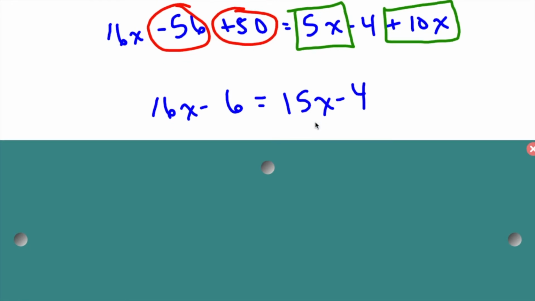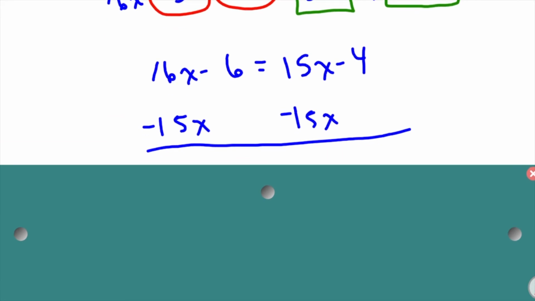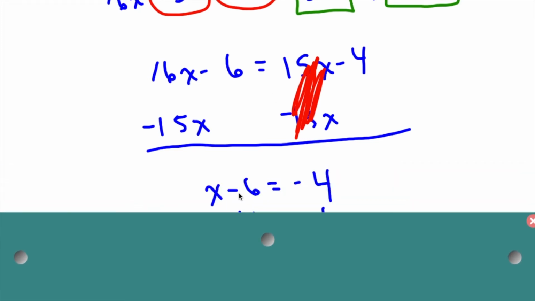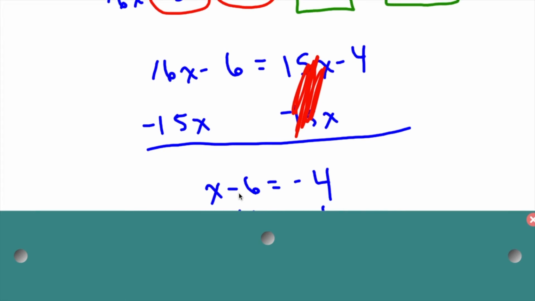Now I will go through my other steps, which means first up I'm moving the variable over. So this is a positive 15. So I'm going to subtract 15 from both sides. 15 minus 15 is 0. Those are gone. 16 minus 15 is 1x, or we usually just write x, minus 6 equals, bring down the minus 4.